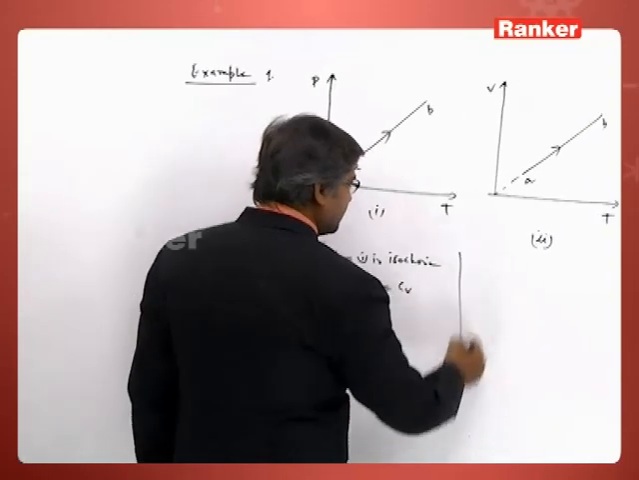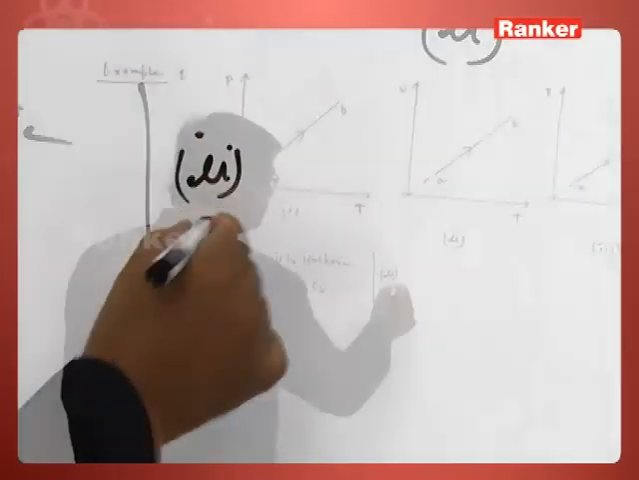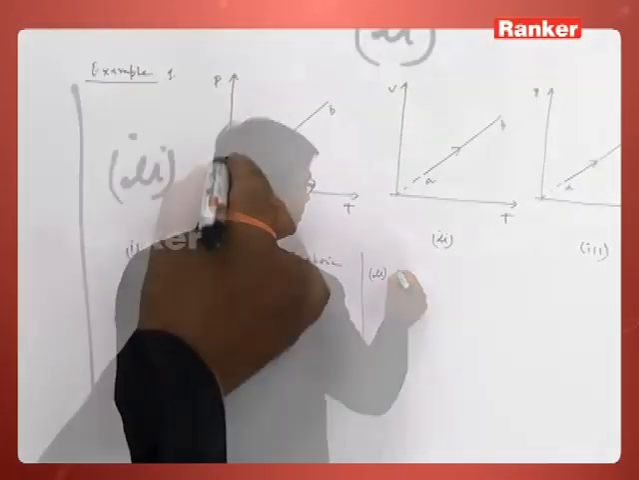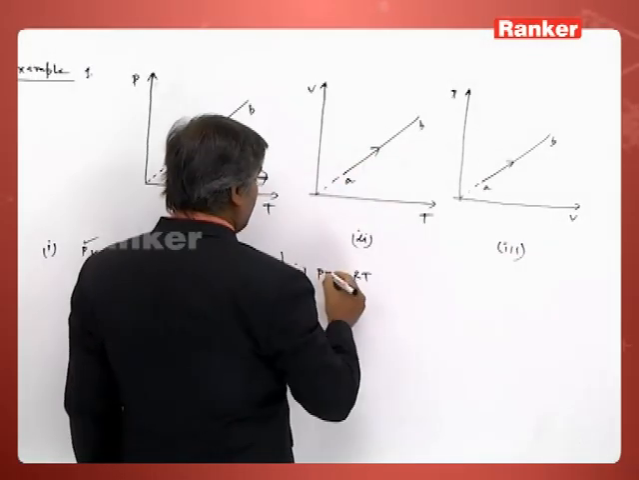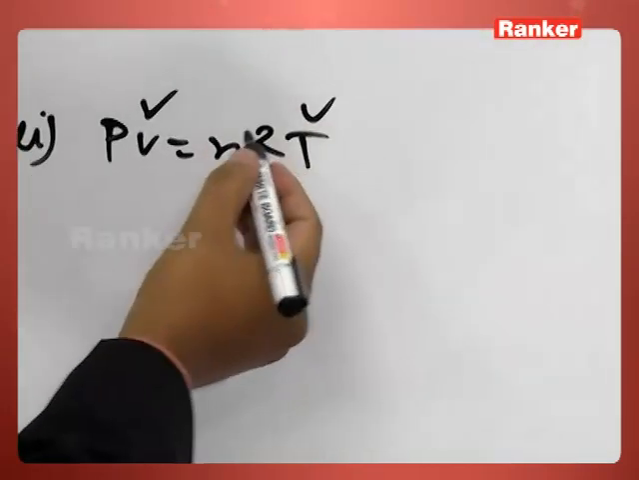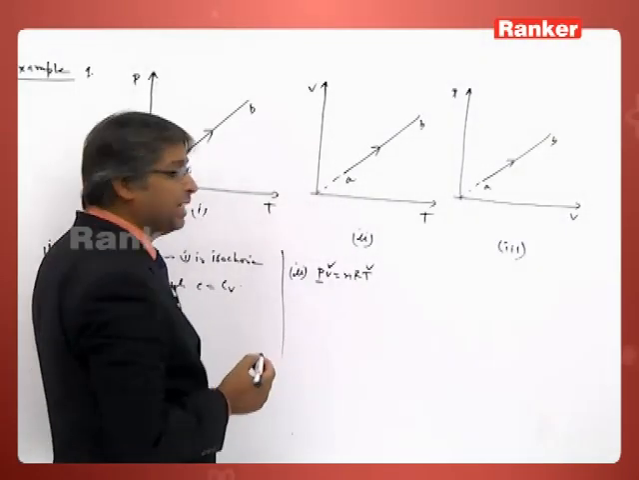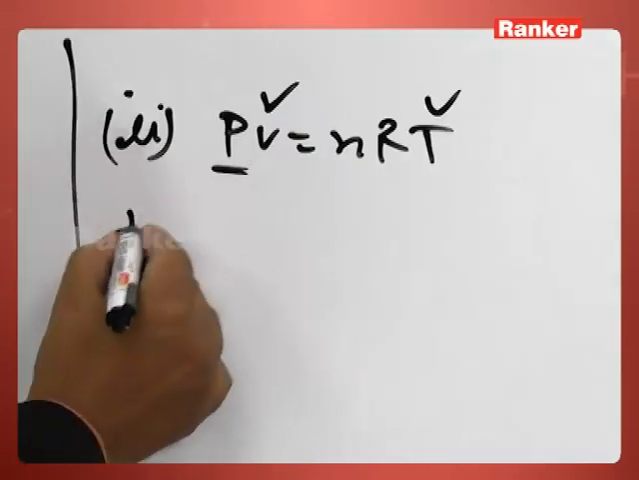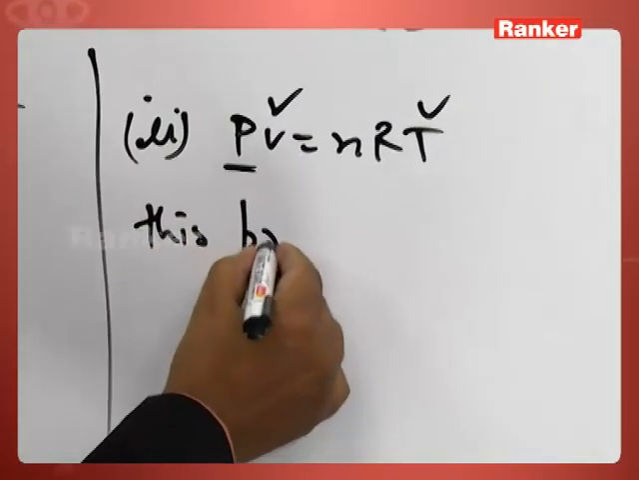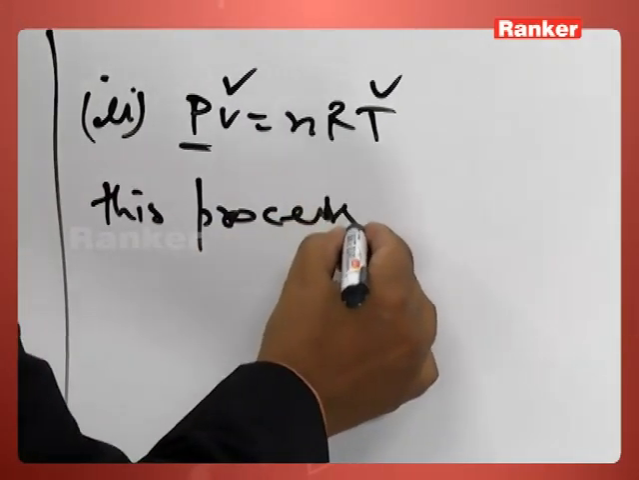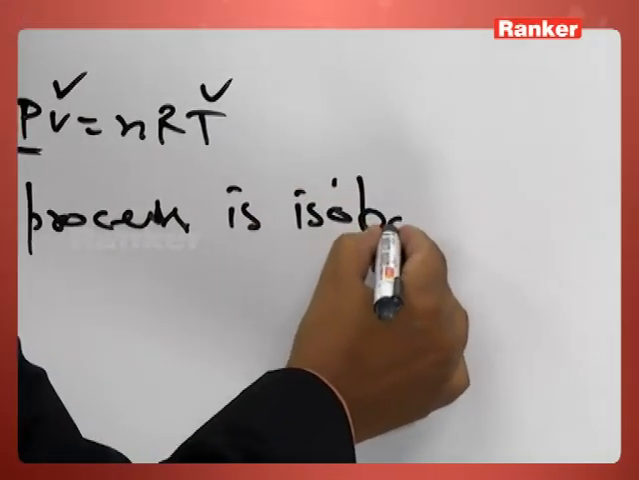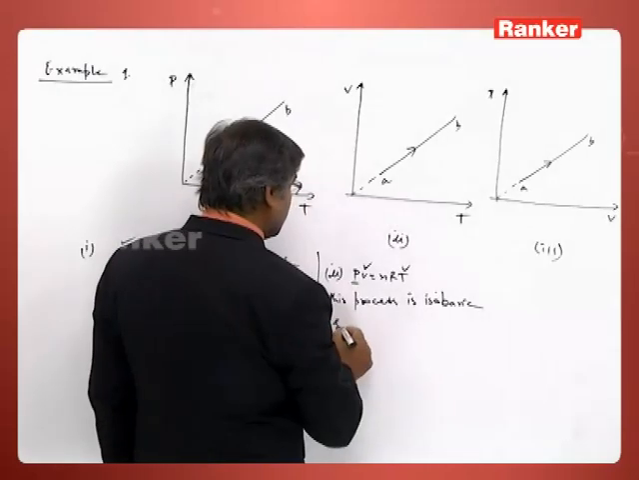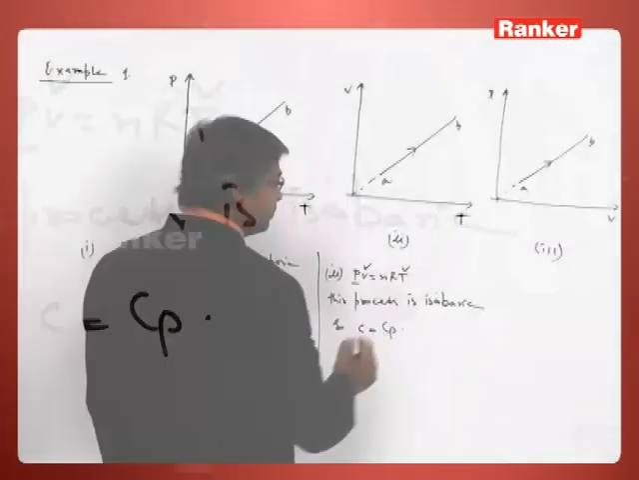Now come to the second process. Again PV is equal to nRT. So here volume is directly proportional to temperature. This is possible if P is constant. So this process is isobaric. So C is equal to Cp.